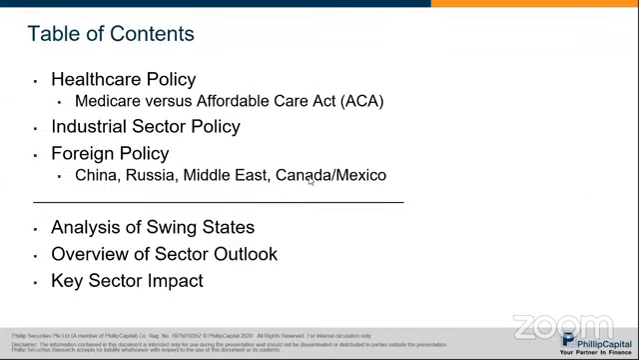For the table of contents, I will be covering in the first half of the webinar, starting with healthcare policy, where we will see Trump's Medicare versus Biden's Affordable Care Act, or ACA for short. Then I'll be touching on the industrial sector policy, which will cover airlines, transportation, construction, and defense areas. And lastly, I'll be talking on some of the candidates' points of view regarding foreign policy and the issues on China, Russia, Middle East, and the Canada and Mexico border itself. For the second half, Rong will be covering the analysis of swing states and provide an overview for sector outlook. And finally, some of the key sector impacts as well.